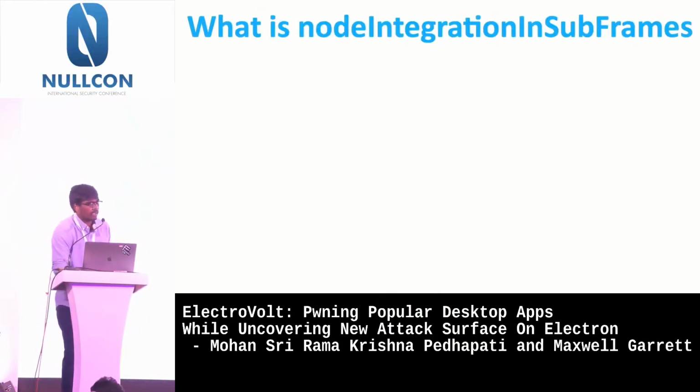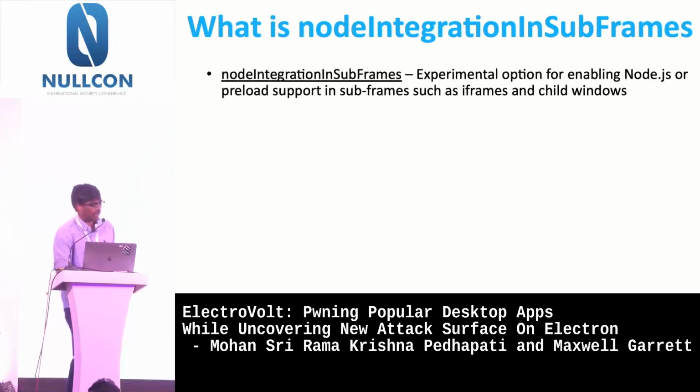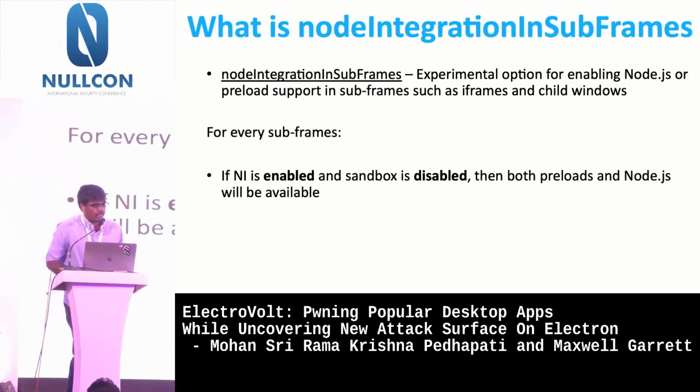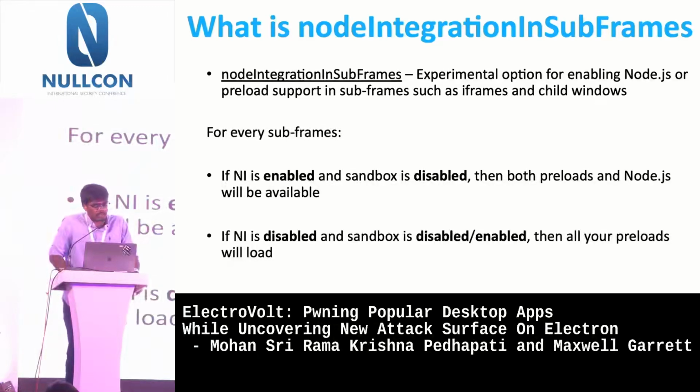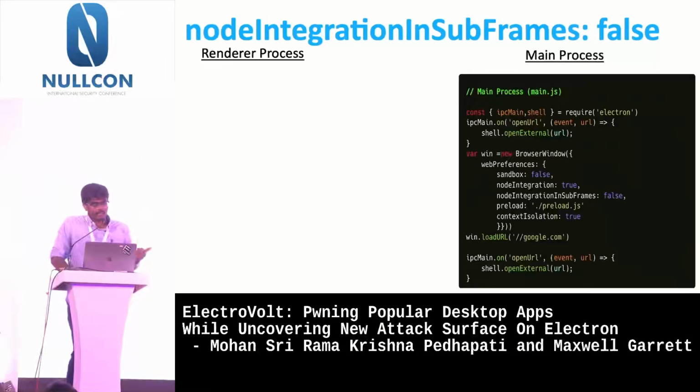Usually in Electron applications, iframes don't have access to the Node shared library or preload scripts. So they introduced an experimental option, node integration in subframes, in web preferences, where you can enable Node.js or preload scripts in subframes such as iframes and child windows. For every subframe, if node integration is enabled and sandbox is disabled, then both preloads and Node.js will be available. If node integration is disabled and sandbox is disabled or enabled, then all preloads will be loaded, but node integration will not be available. Let's see a basic example as we saw in the first slide.